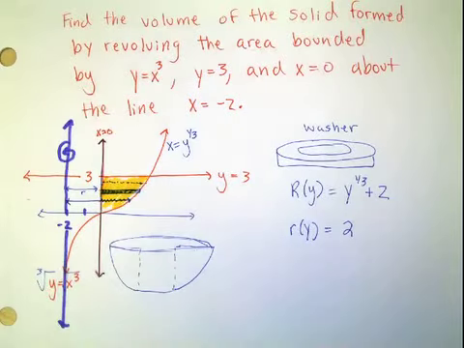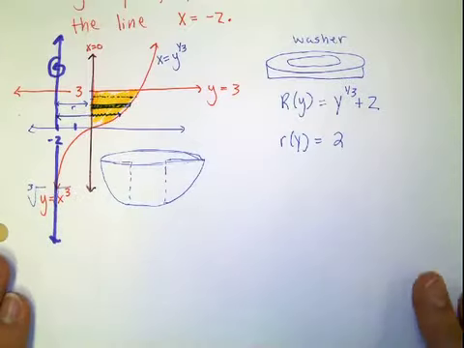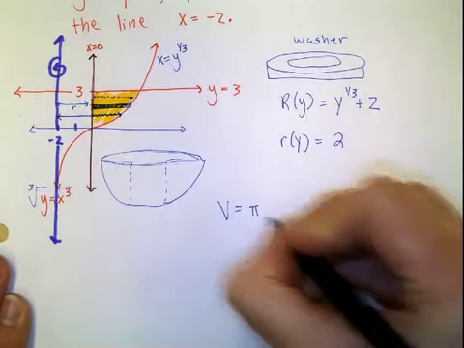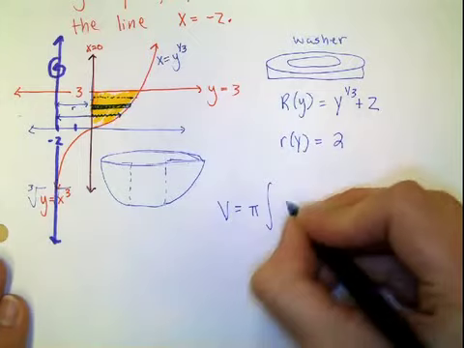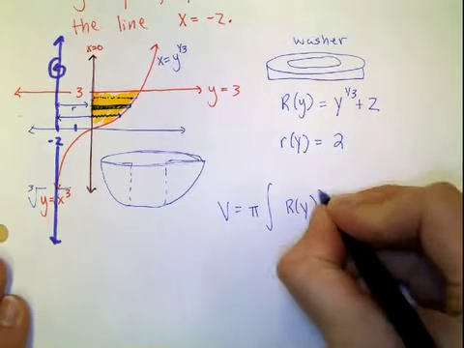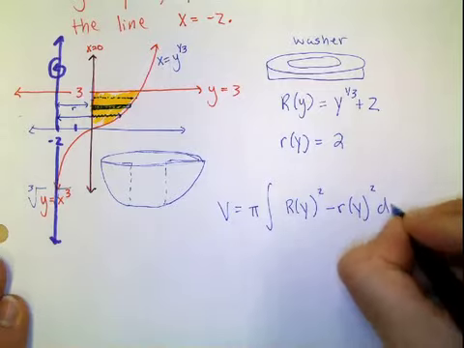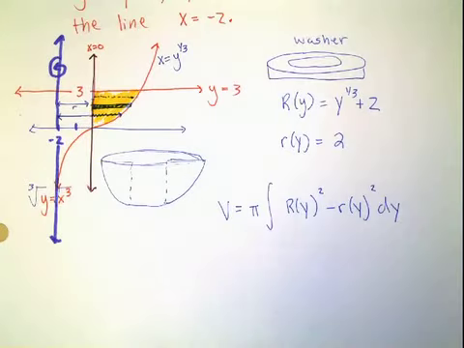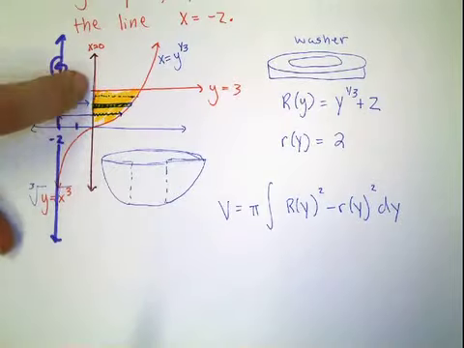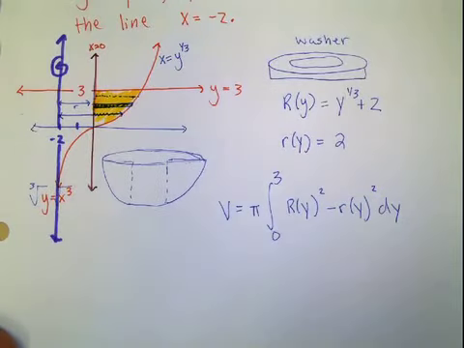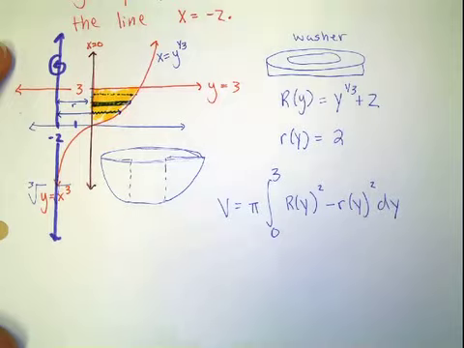Let's set it up with a formula. So I'll scoot this up. Alright, so volume equals pi integral, big R of y squared minus little r of y squared dy. It's all in terms of y's. And the bounds are going to be in terms of y's also. So look at the y-axis right here, the bounds are going to go from 0 to 3. So 0 to 3 on my integral. I can plug in my r's and I can solve.